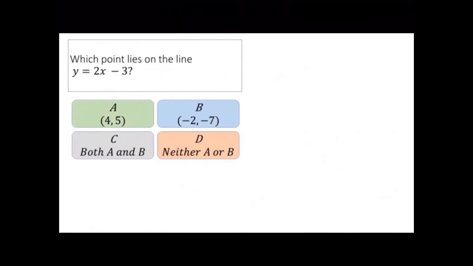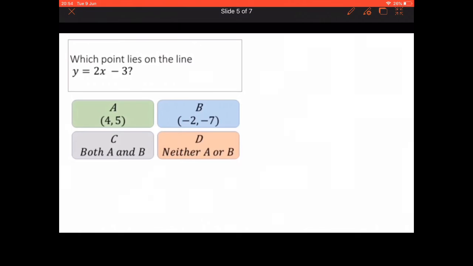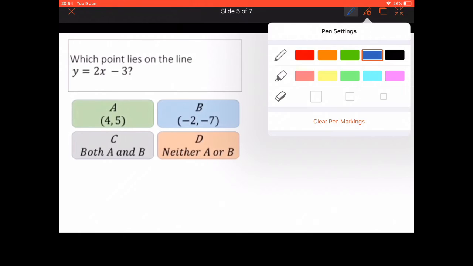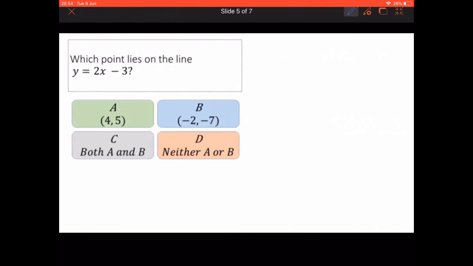On to question 4 now. And it's asking which point lies on the line y equals 2x minus 3. So we've got a couple of coordinates here and we've got options for both of them or neither of them. The easiest way to prove if a point lies on a line is to substitute in and see if the left hand side equals the right hand side.